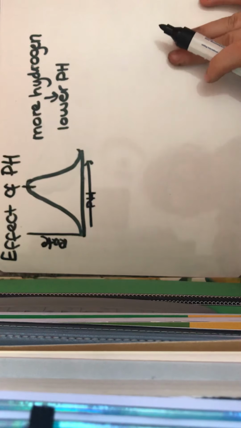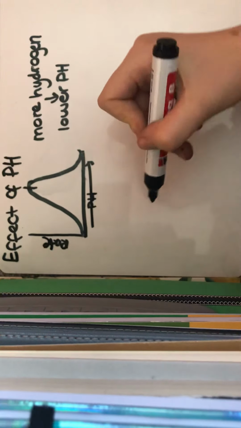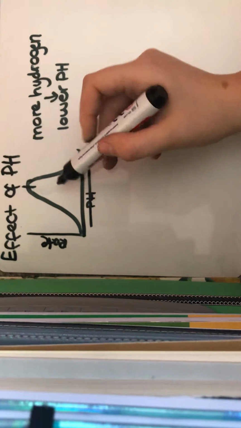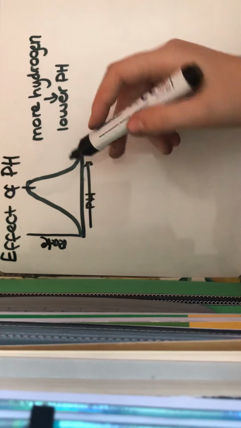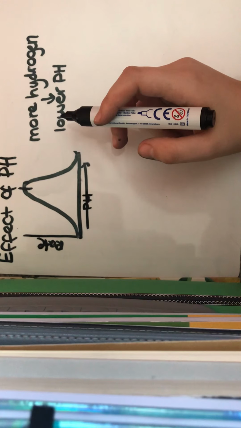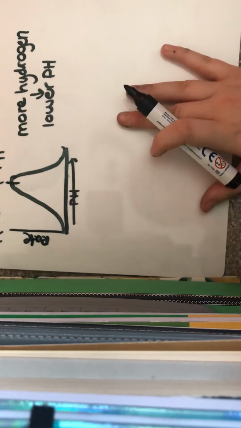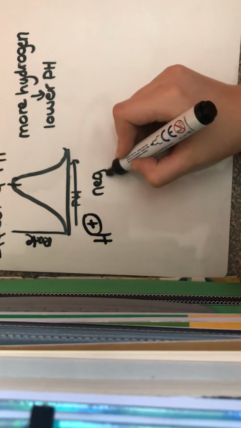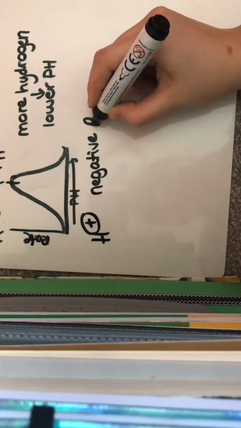So we know that after this optimum, if we're adding more hydrogen ions, we're going to lower the pH. So more hydrogen ions are being added, we're lowering the pH, it'd be down here. The hydrogen ions are positive, so this positive charge is attracted to the negative R groups, which are around the active site.